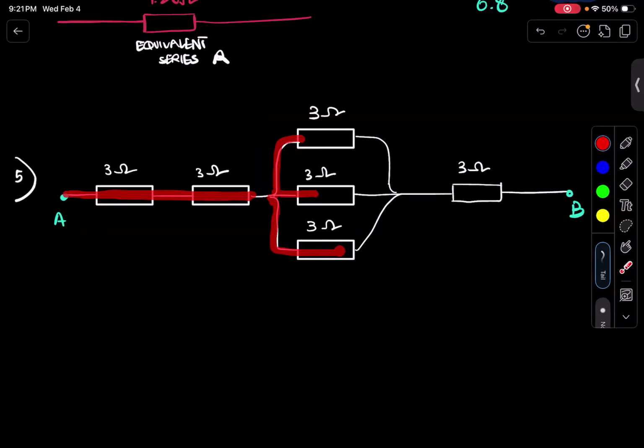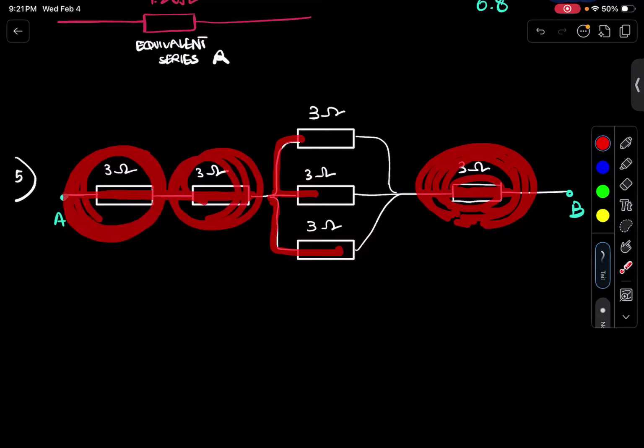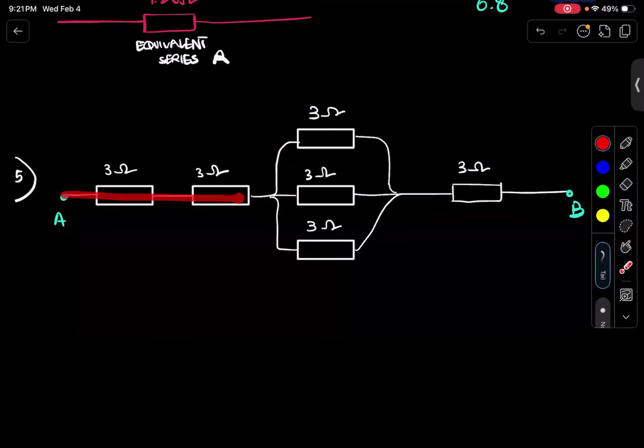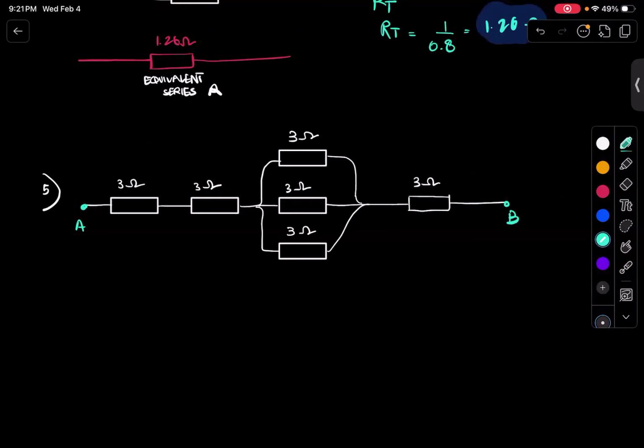What about the last one? The last one is actually in series. So this one, and this one, they are all in series, okay? Why? Because the same current is flowing through all three of them, because it was the same current that passed here, and the same current that passed over here. Okay. So this would just be 3 plus 3 plus whatever this equivalent total resistance is.